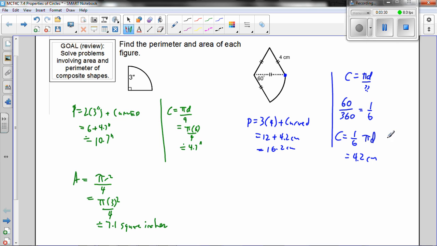The perimeter is 16.2 centimeters. D, by the way, notice D is 8 here, right? D equals 8 because half of this is the radius, where this is the center of the circle, and this is a piece of the outside of the circle. So the diameter is 8, the radius is 4.